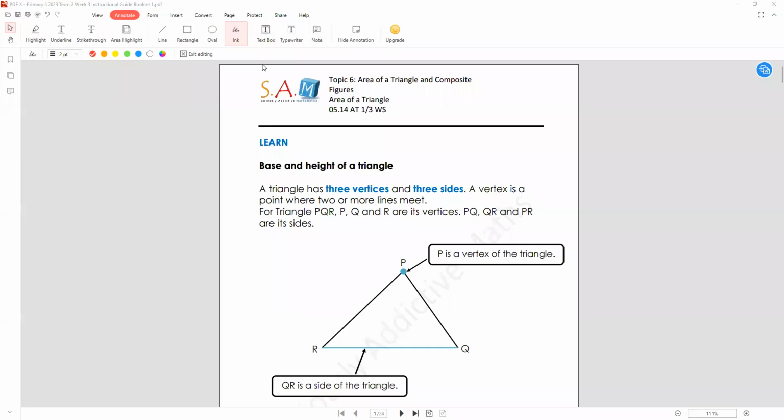Hello, hi teachers. This is the instructional guide for Primary 5, Term 2, Week 3. This week, we're going to start on area of triangle. There are two booklets. Let's start with the first one.